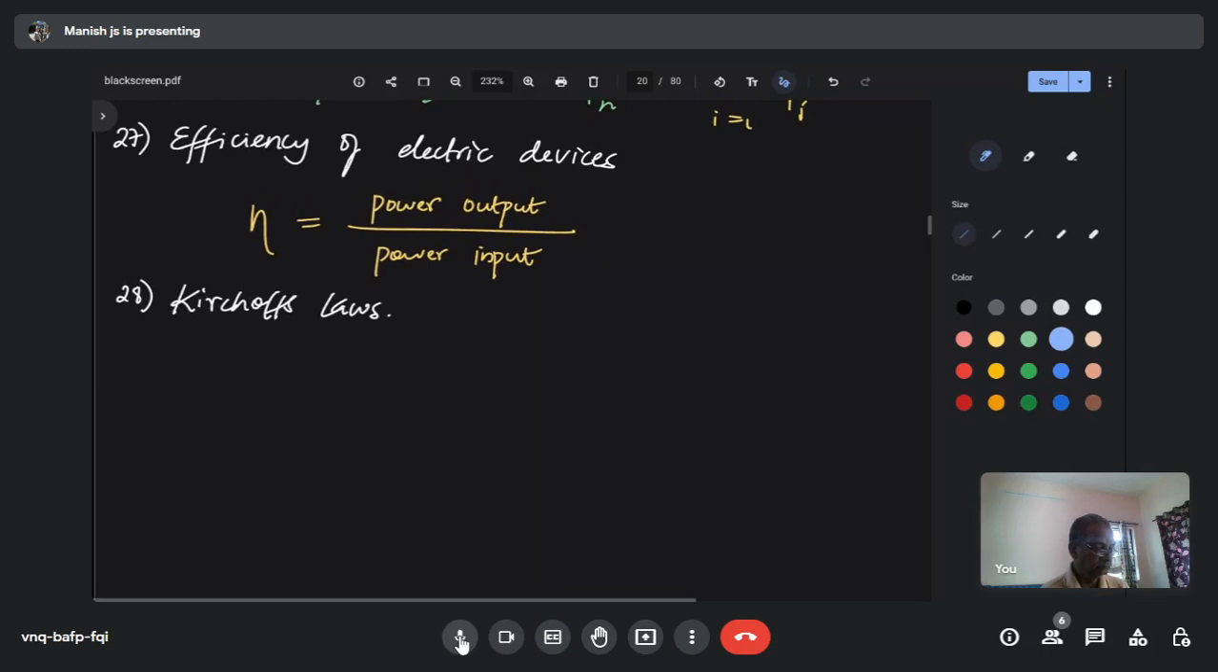So Kirchhoff's laws. Just we are done, children. Almost we are coming to an end. Just another 5 formulas are there. After that, you will get the complete formula list, you can prepare. So next class we can see all the questions and finish this also.